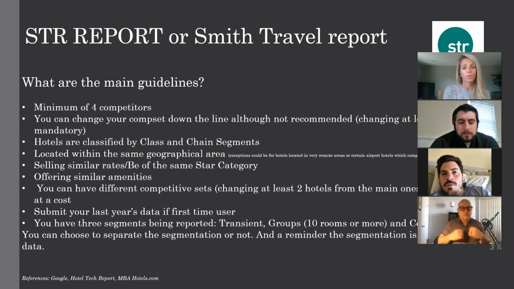Also, hotels that have similar rates. So again, if you have a 4-star hotel, but you don't have all the amenities that another 4-star hotel has, they're probably selling at a much higher rate, and that is going to impact your performance on the STAR report.